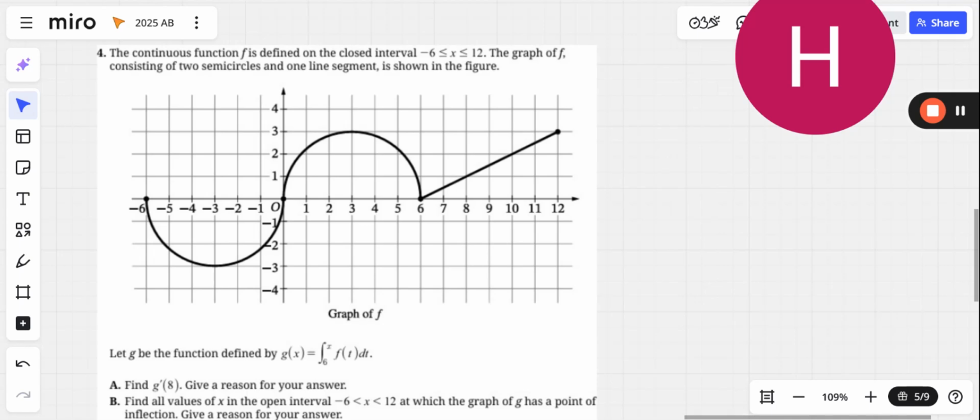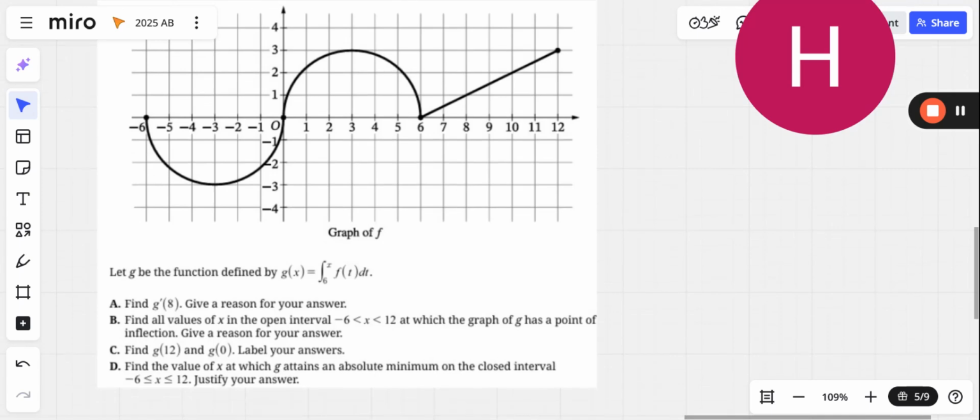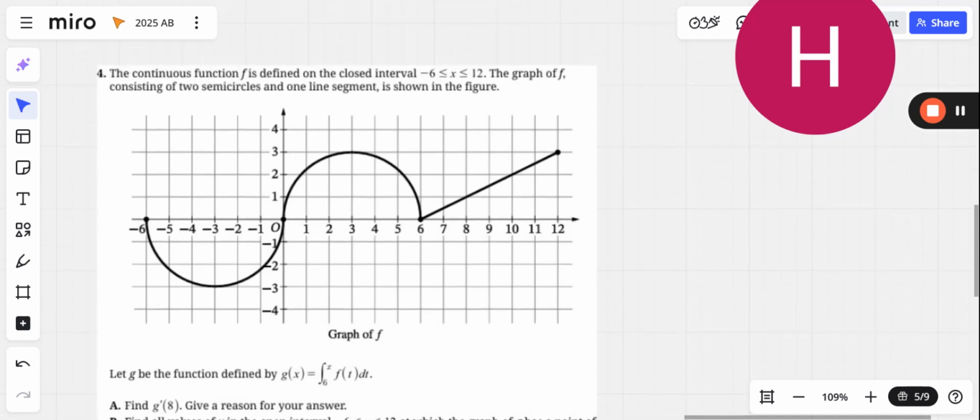Anyway, if you want to give yourself about 12 minutes or so to try to solve this, go ahead and do that. And then you can come back and see how I did it here. Without further ado, let's get started here.